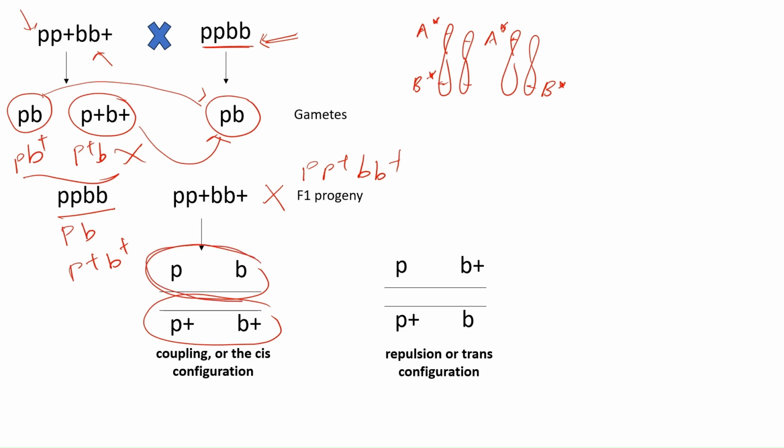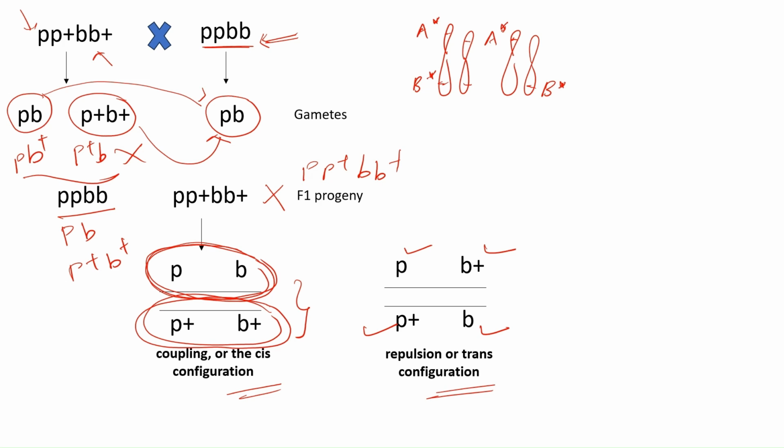Here, both the mutants are on the same chromatid of one homologous chromosome, and both the normal alleles are on the same chromatid of the other homologous chromosome. These two homologous chromosomes, P and B on the same side, P plus and B plus on the same side, is known as coupling or cis configuration. When one chromatid contains one mutant and one normal, and the other chromatid also contains one mutant and one normal, we call it a repulsion or trans configuration.